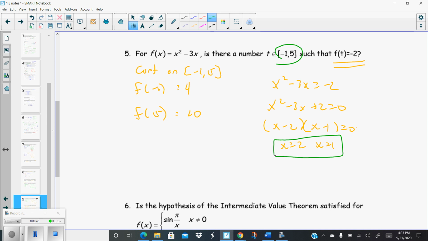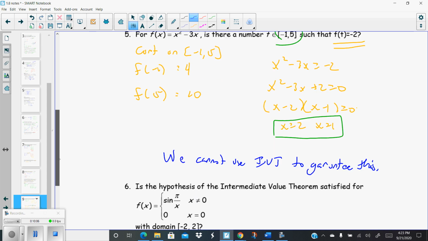Okay, they're both in between there, so both of those are true. The problem is we just can't use the intermediate value theorem. So we did find the values, but we cannot use the IVT to guarantee this. Doesn't mean we can't find the values. We did, but we just can't use the IVT.